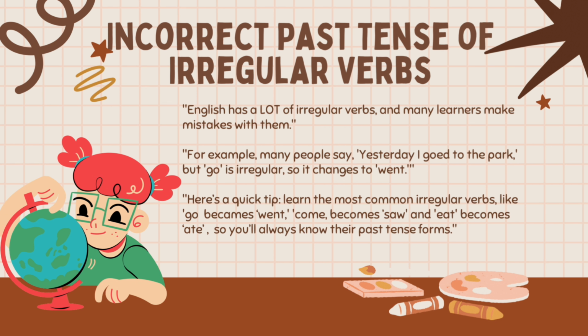Next, we're tackling irregular verbs. These can be a real headache, but I've got a trick to help. Irregular verbs don't follow the usual add-ed rule for the past tense, and many learners struggle with this. A classic mistake is saying, yesterday I go to the park. But go is an irregular verb, so it changes to went. It doesn't follow the regular pattern. Quick list of common irregular verbs. Go becomes went. See becomes saw. Eat becomes ate. The best way to master irregular verbs is to memorize the most common ones and practice them.